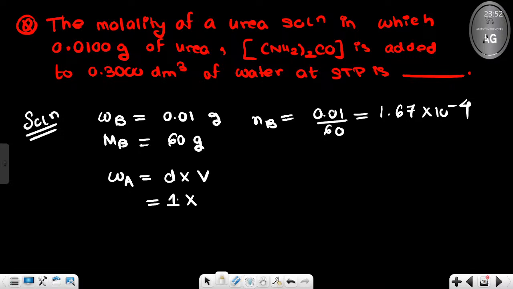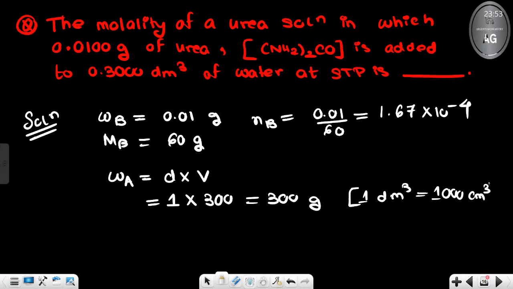1 gram per milliliter or 1 gram per centimeter cube, but the volume is given in dm cube, so I need to convert dm cube into centimeter cube. We multiply by 1000. So 0.30 times 1000 is 300 gram. So w equals 300 gram. Remember that 1 dm cube equals 1000 cm cube.